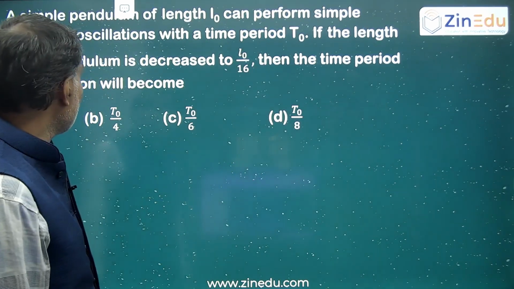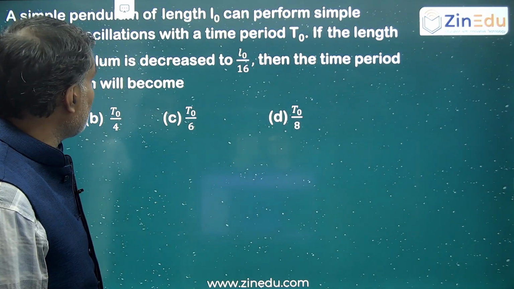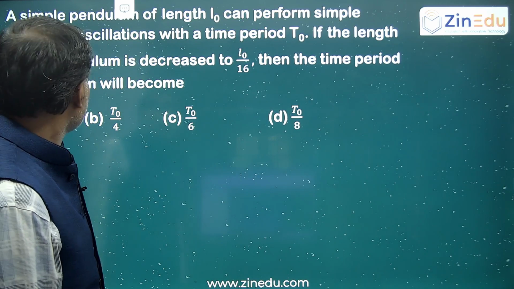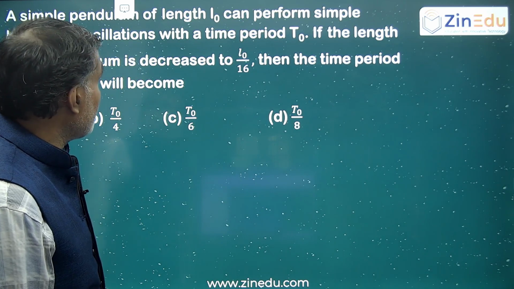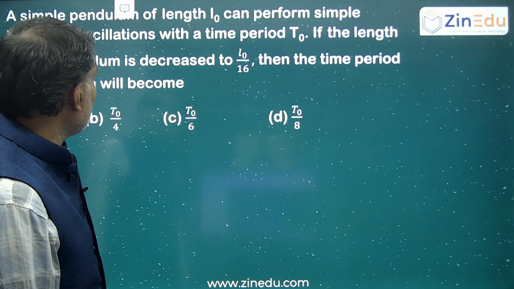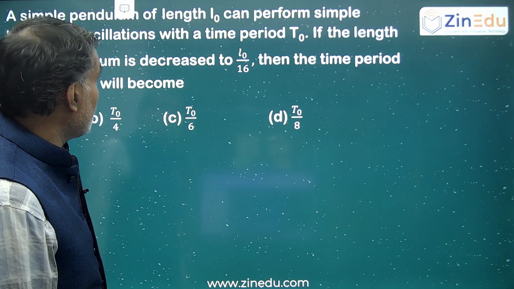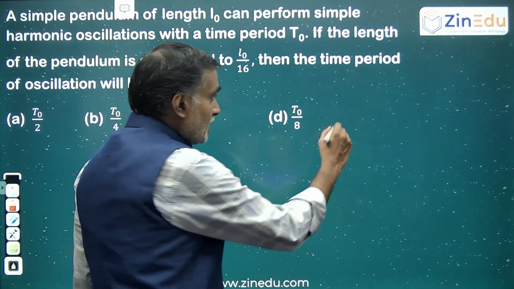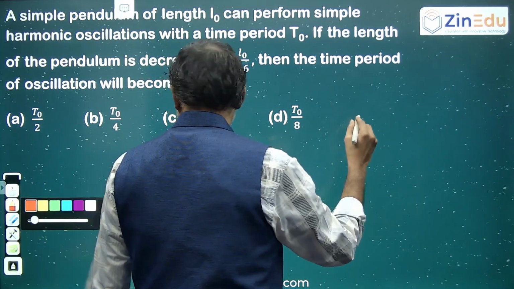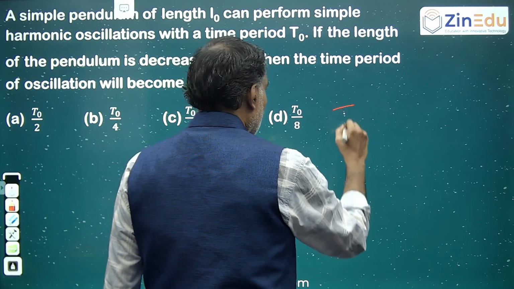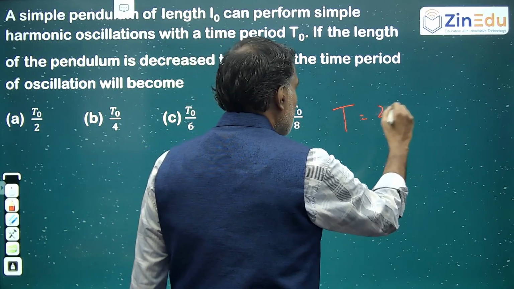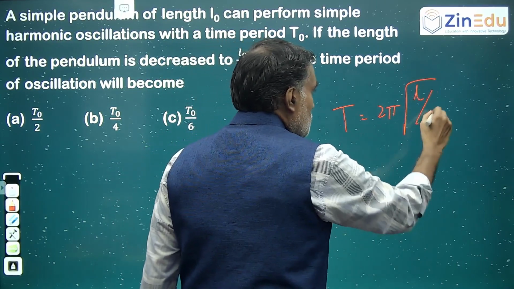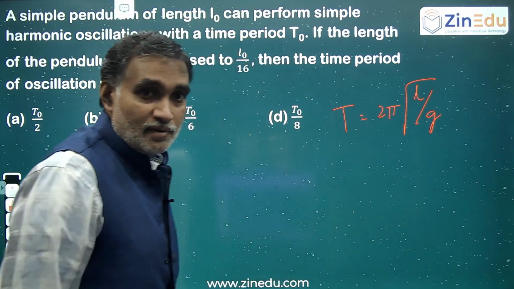Next question. A simple pendulum of length L naught can perform simple harmonic oscillations with a time period T naught. The length of the pendulum is decreased to L naught by 16, then the time period of oscillation will become. Now, time period of a simple pendulum is given by 2 pi root L by g. That is proportional to root of length of the pendulum.